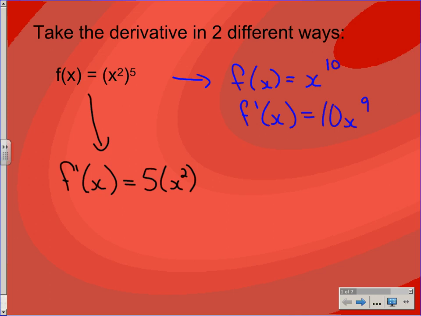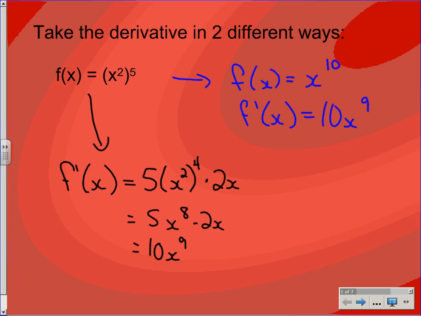So we took the derivative of the outside. I have to decrease the exponent to do that. That part right there, that's the derivative of the outside. Right? The outside function was that to the power of 5. I left what was inside the brackets exactly the same. Then I take the derivative of what's inside the function and get that. And notice that is the same. That'll give us 5x to the 8 times 2 to the x, which is 10x to the 9.